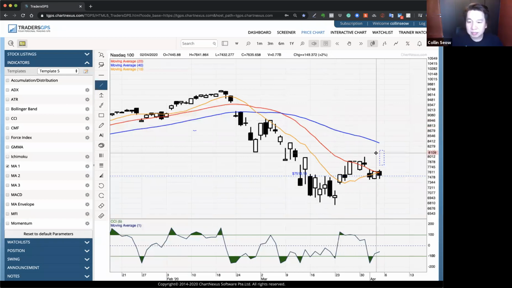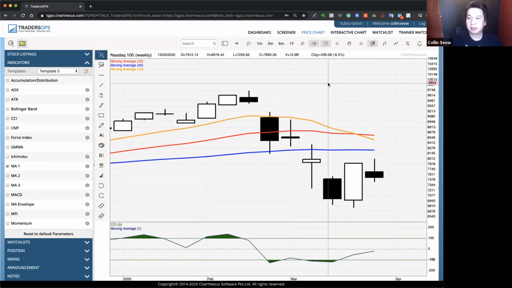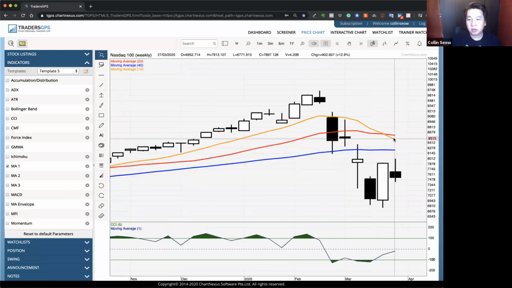Nasdaq is similar. We have a similar chart set up over here. On weekly charts, same. Now we have the 10 MA that is sloping down. We have the 50 MA which is crossed. We have the 20 MA which is sloping down also.